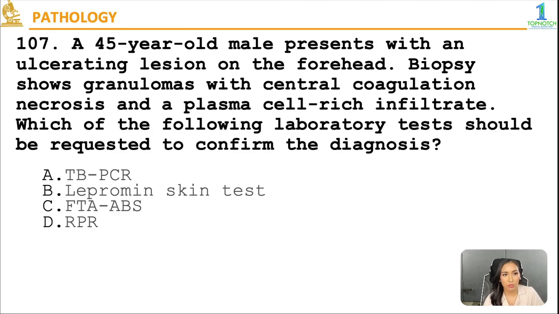A 45-year-old male presents with an ulcerating lesion on the forehead. Biopsy shows granulomas with central coagulation necrosis and a plasma cell-rich infiltrate. Which of the following laboratory tests should be requested to confirm the diagnosis? So may TB-PCR, Lepromin, FTA-ABS, RPR. So the first one is for TB, the second one is for leprosy, and the last two are for syphilis.